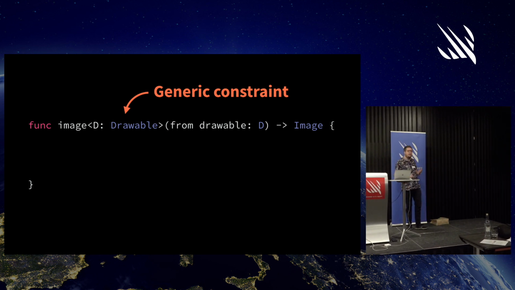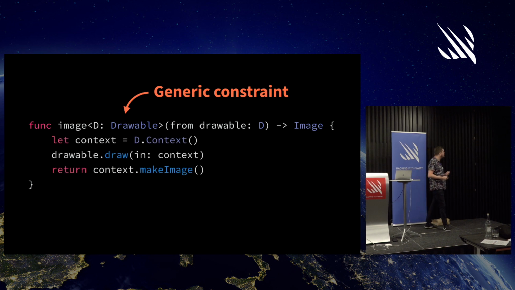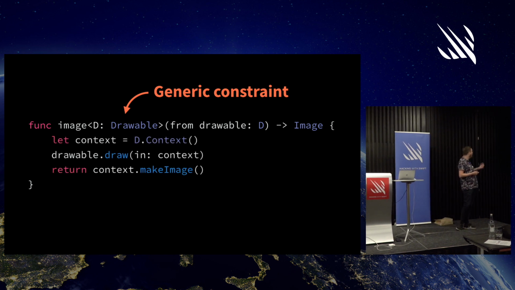But that's great, because that way we can create this implementation which is extremely generic, where we can create a context using the associated type from the drawable protocol, and then we can just tell the drawable to draw itself in that context. And finally, because we have that make image requirement, we can call our context and make an image out of that. And we can reuse this function for any drawable that we can think of, either now, all the types we already have, or in the future, which is pretty cool.